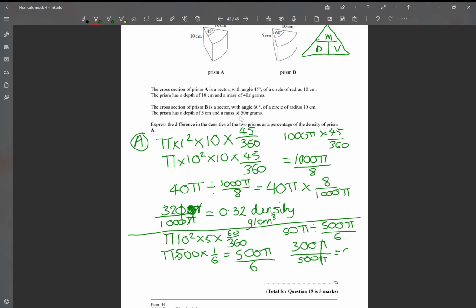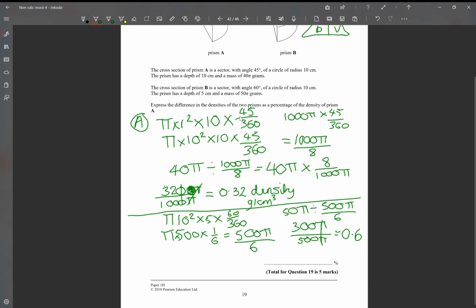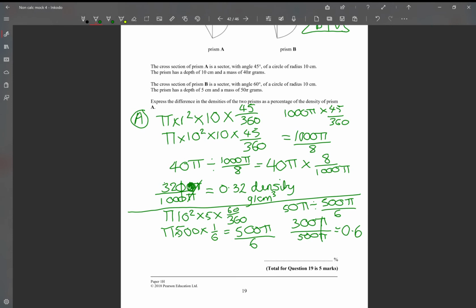And that's going to be 0.6. Okay, hopefully you followed that. So 3 over 5. We know that 1/5 is 0.2, so then I'll just times that by 3, get 0.6. Okay, so we've got the density, grams per centimetres cubed. And now there's a lot of workings on this one, we actually want to express the difference in the densities of the two prisms as a percentage of the density of prism A.